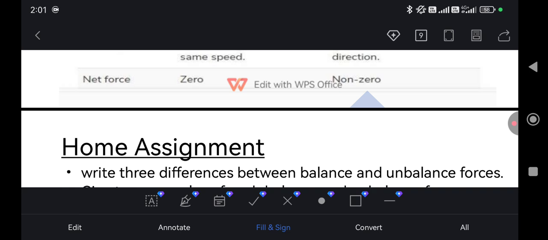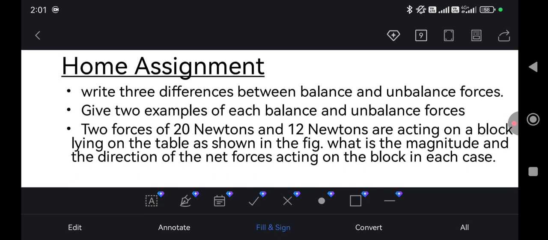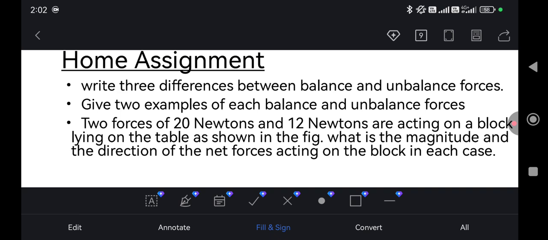Here I am giving some homework that you have to do in your science notebook, which will be checked. The first question is, you have to write 3 differences between balanced and unbalanced forces, as we have read here. Second is 2 examples each of balanced and unbalanced forces.